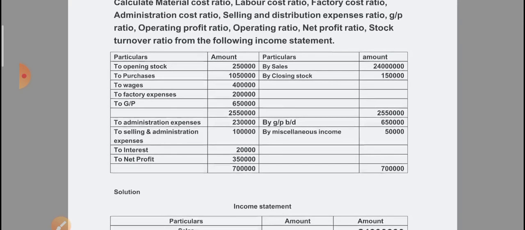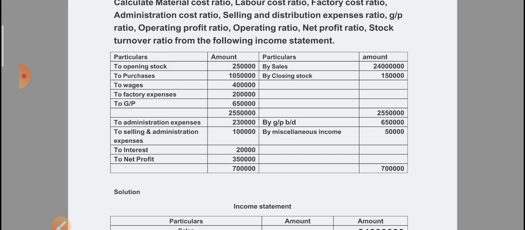The P&L account given: to opening stock 2,50,000, to purchases 10,50,000, to wages 4 lakh, to factory expenses 2 lakh, to gross profit 6,50,000. Credit side by sales 24 lakh, and by closing stock 1,50,000.